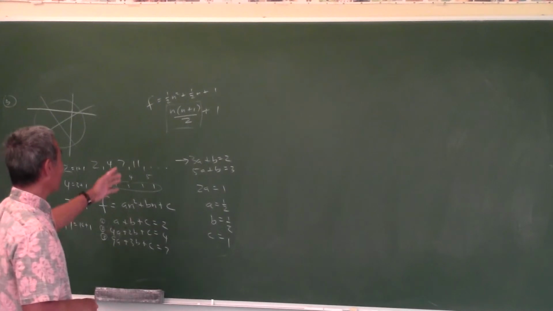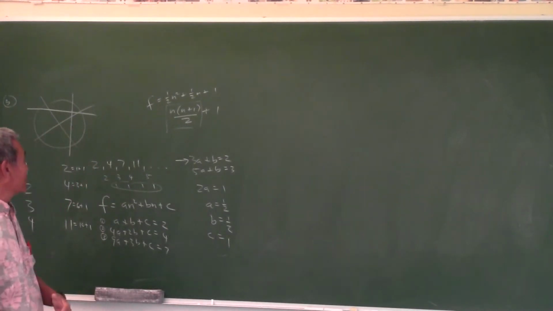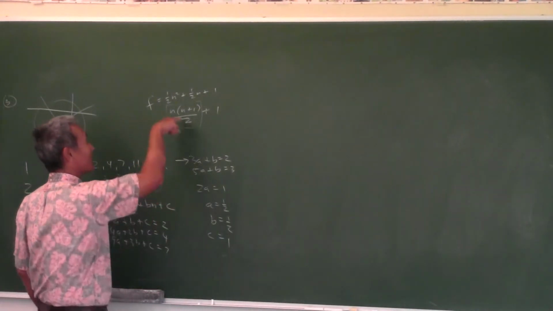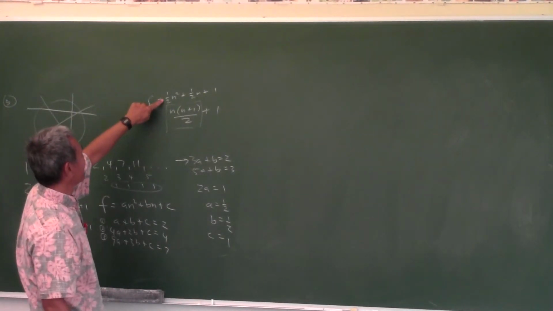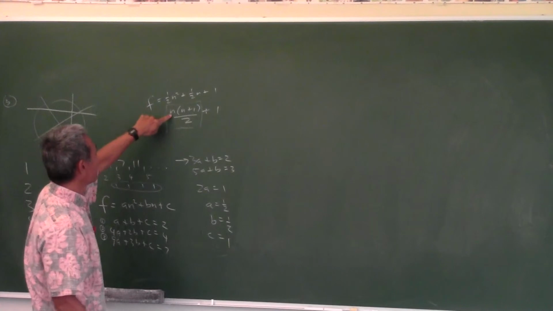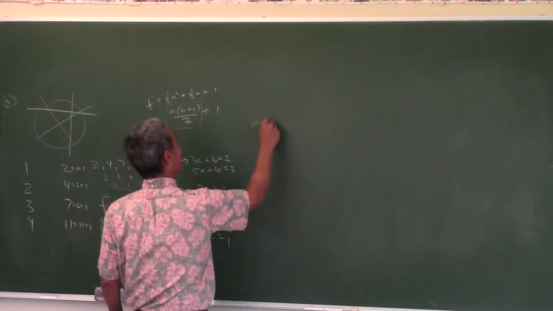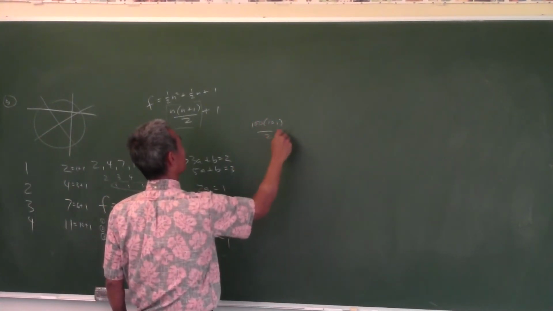Alright, so now that we got the formula, if you make 100 straight cuts, all you have to do is plug 100 into this formula. So would I rather plug in 100 here or there? I think this one might be easier. 100 times 101 over 2 plus 1.